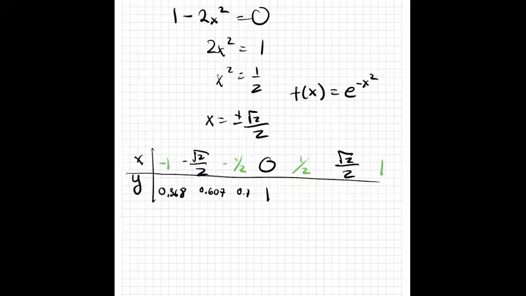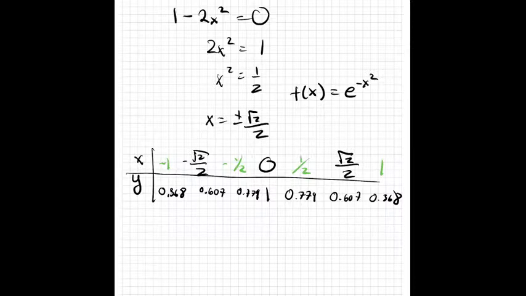I think it might be symmetric. I'm going to do a positive 1/2. I think we might have some symmetry going on. Okay. So then we get 0.779. This one should be 0.607, and this one should be 0.368. Okay. So we did as x goes from negative 1 to 1.